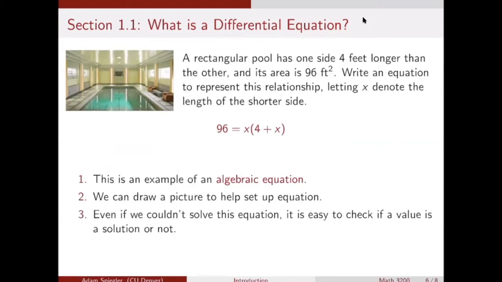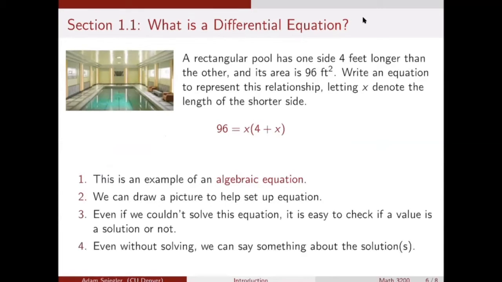And so, even if we couldn't solve this equation, it's real easy to verify whether something is a solution to it or not. We just plug it in and check. So we're going to work on similar things with differential equations today.